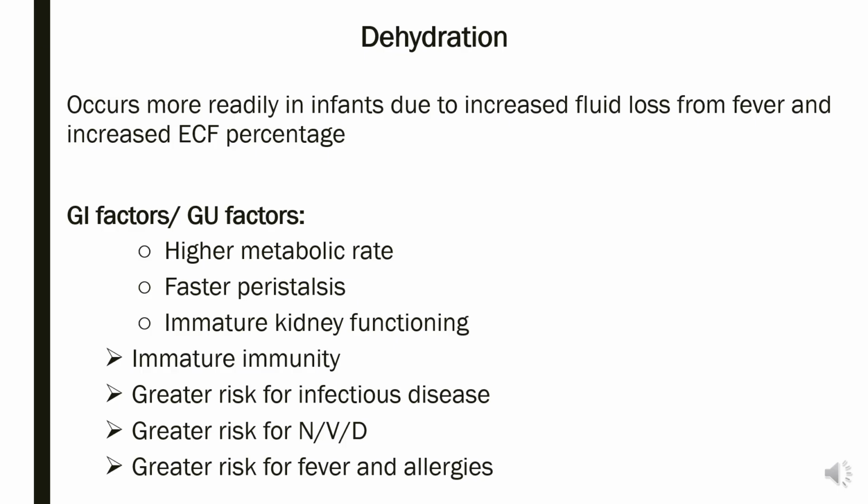So all of these factors together place infants at high risk for fluid loss. Again, that's their higher metabolic rate, larger body surface area, immature GI tract and faster peristalsis, immature kidneys, or the GU factor that cannot concentrate urine, in addition to an immature immune system and high extracellular fluid percentage. This is why dehydration can occur rapidly and why careful assessment is very critical.